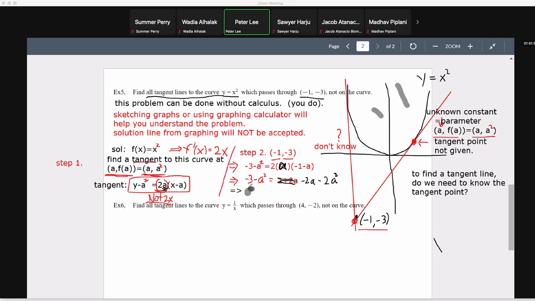Now what's that? So this is basically a squared, a squared plus 2a minus b equals 0.